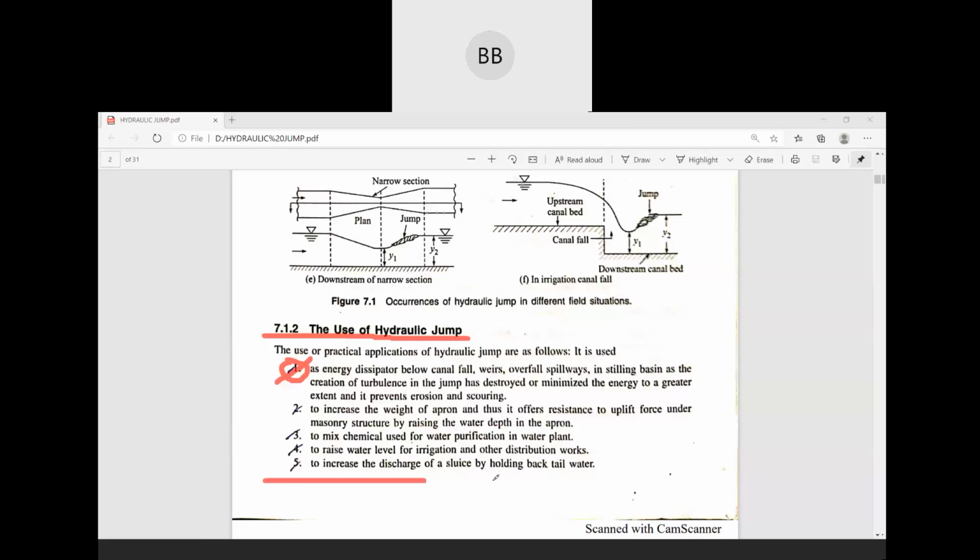So you can write it down. There are many uses, but these are the most important uses of hydraulic jump. You can write down all five uses.